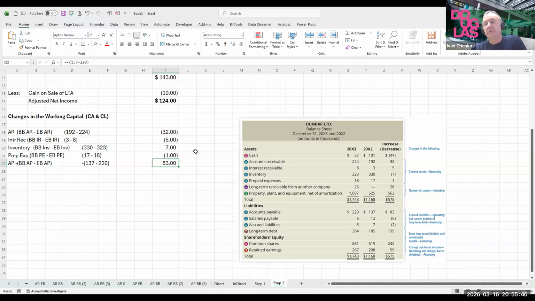Let's think about this. What happens when we increase our accounts payable? We already saw that effect. When we increase our accounts payable, we're paying less cash than our expenses, correct? So that means we're preserving our cash by not paying our cash, but still having the expenses, correct?